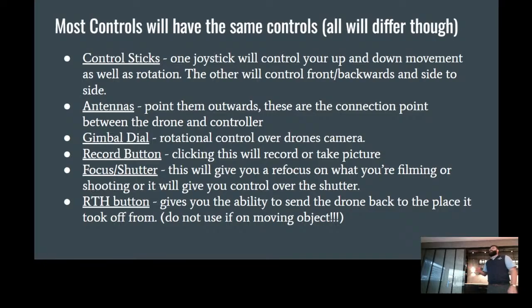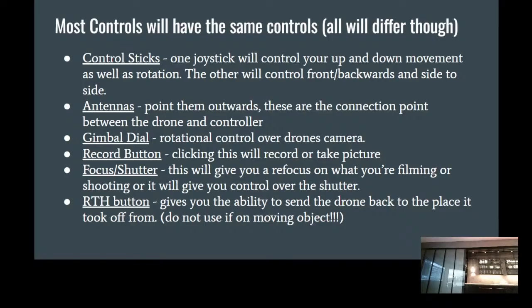Now, on the controls itself, there will be certain things you have to get used to with them, but most controllers, if not all controllers, will do these exact same things. So control sticks: one joystick will control the up and down movement as well as rotation. The other will control front to backwards and side to side. Antennas, you're going to point those outwards, and these are the connection point between the drone and the controller. Your gimbal dial, it's rotational control over the drone's camera.